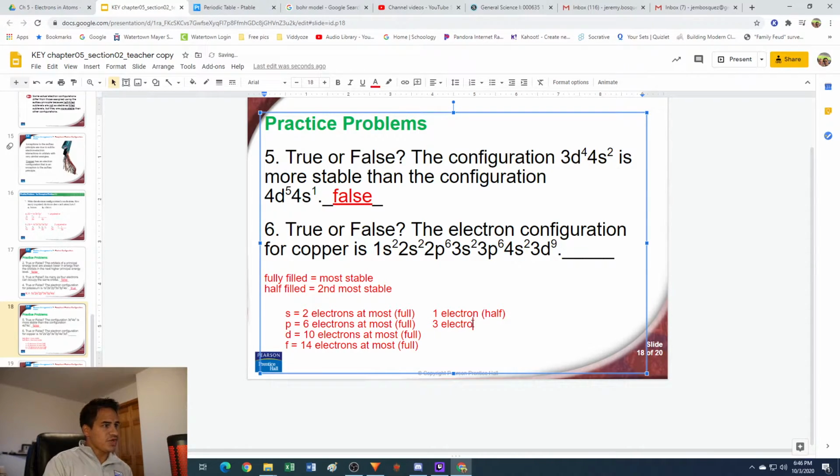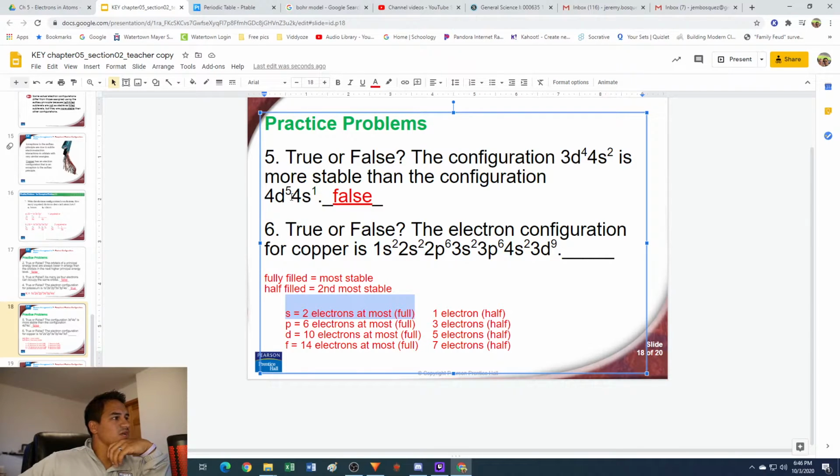For the p orbitals, 3 electrons would be half. For the d orbitals, 5 electrons would be half. And for the f orbitals, 7 electrons would be half. So if we take a look at this one up here, we have 3d4, right? So d4, d, 10 is full and 5 is half. So 4 is nothing special. 4s2, okay, so s2, that's full, so that's good.